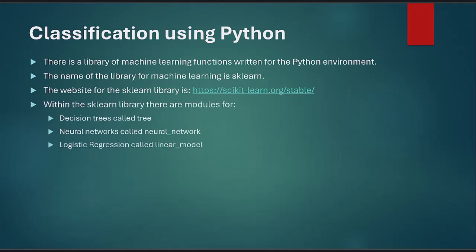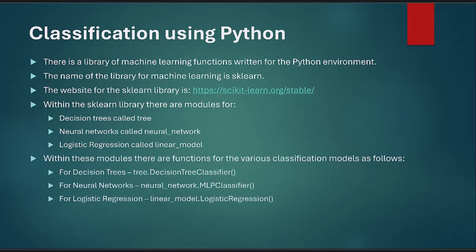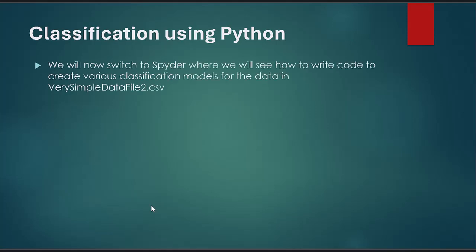There are modules for decision trees, neural networks, and logistic regression called tree, neural_network, and linear_model respectively. For decision tree, the function is DecisionTreeClassifier, which comes in the module tree. For neural networks, there's a function called MLPClassifier, which comes in the module neural_network. And for logistic regression, there's a function called LogisticRegression under linear_model. We will now switch to Spyder, where we will see how to write code to create various classification models for the data contained in very simple data file 2.csv.